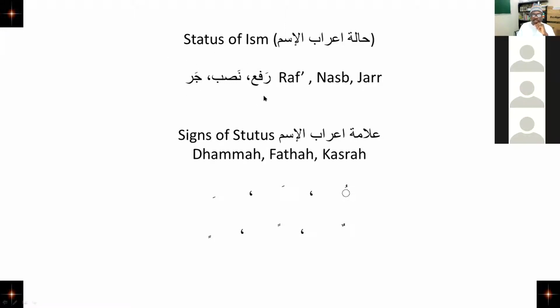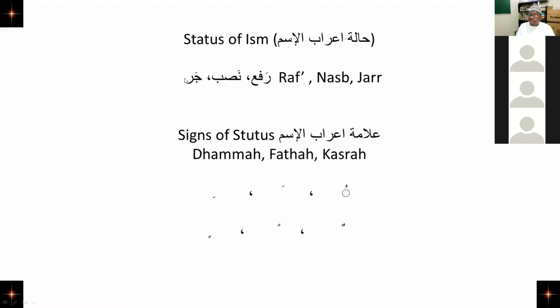So you'll be in a particular position. You are called the chief executive officer only because you are in that position, right? So you cannot have the title if you are not in that position. Now note, these three, Dhamma, Fatha, Kisra, are not the only signs for Rafa, Nasb, Jar.